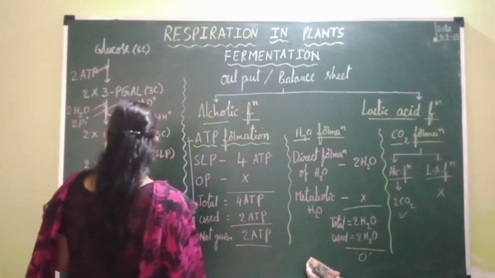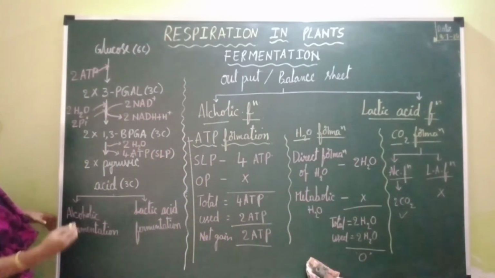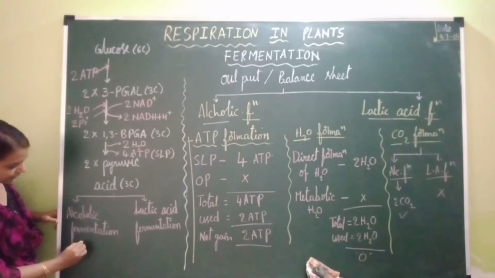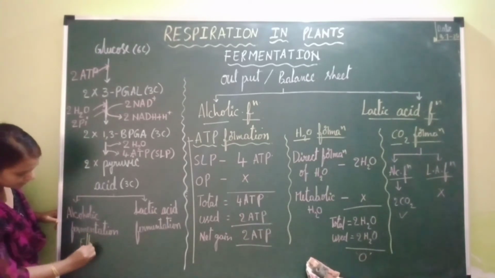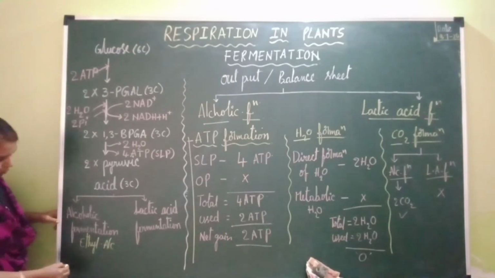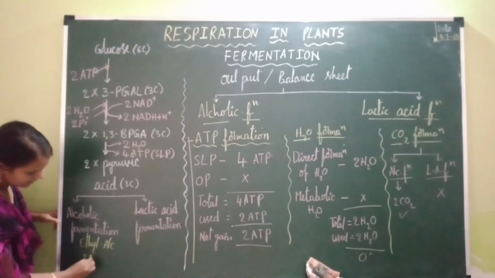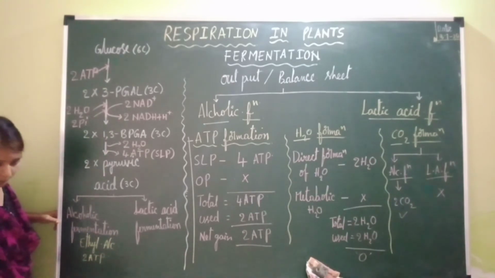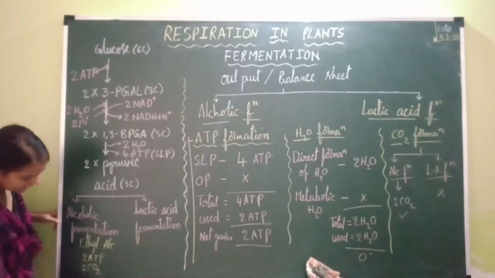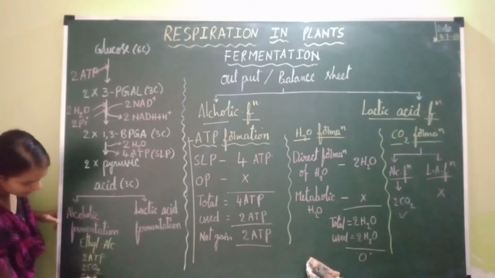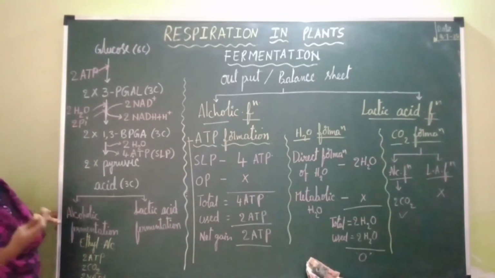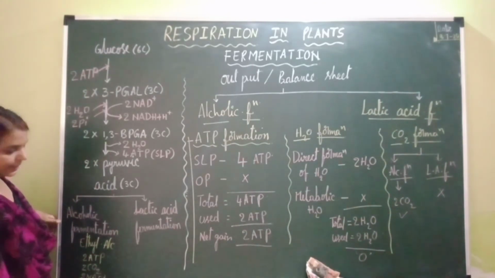Now, let's see what are the products of alcoholic fermentation and lactic acid fermentation. By the end of alcoholic fermentation, the end products are ethyl alcohol, and how many ATPs will be formed? 2 ATPs will be formed, and there is no water, but there is release of 2 molecules of carbon dioxide, and 2 NAD plus is also released, because NADH provides protons and electrons and releases NAD plus.